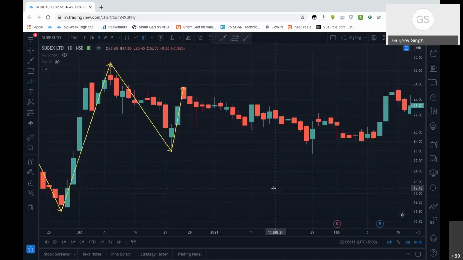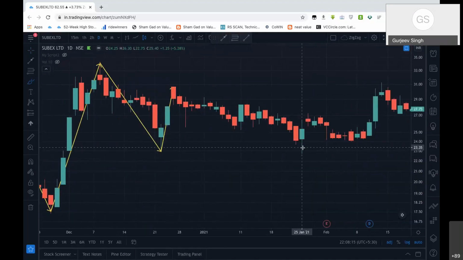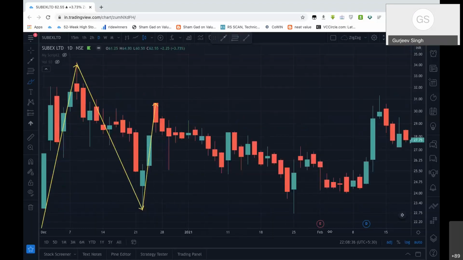No. Is this a valid point? Why is this not a valid point? Okay, no fifth bar, and another reason. Fourth one is crossing the high of the first one. Correct. This is also not a valid point.